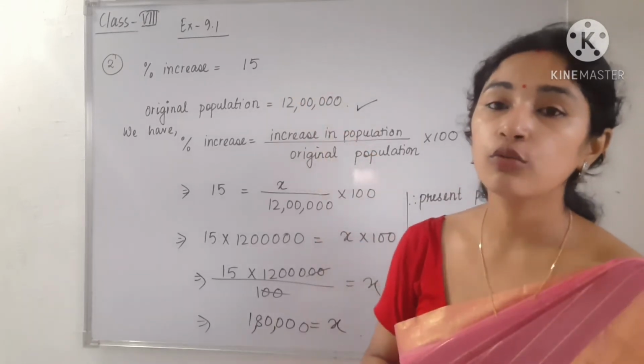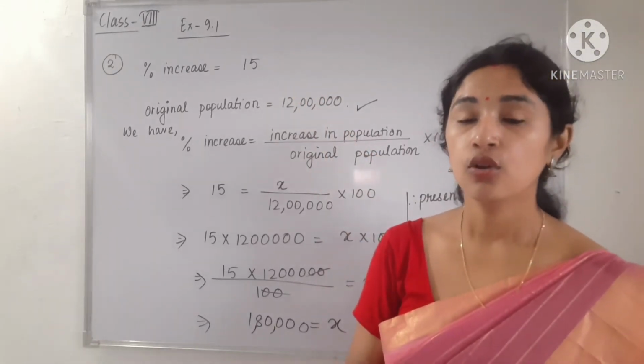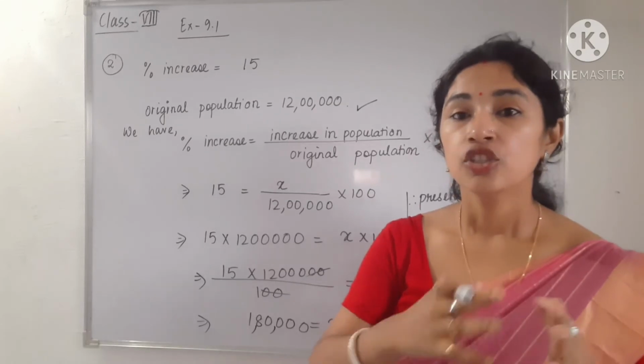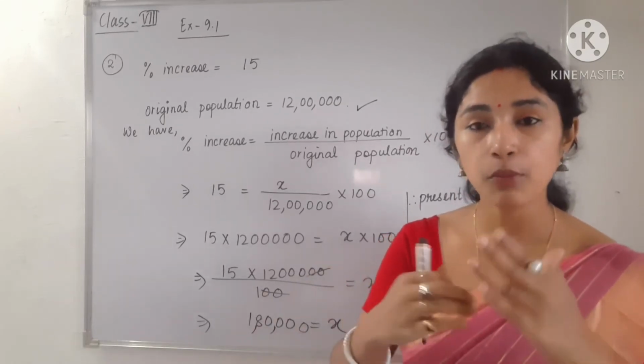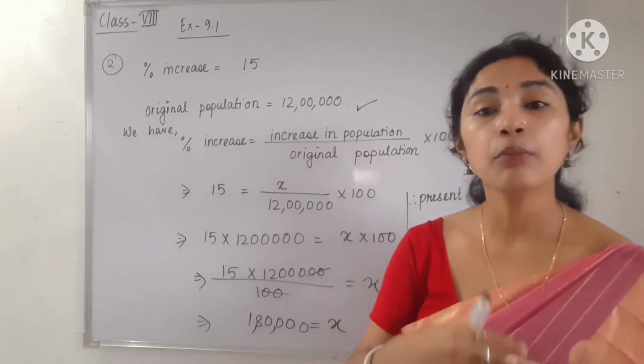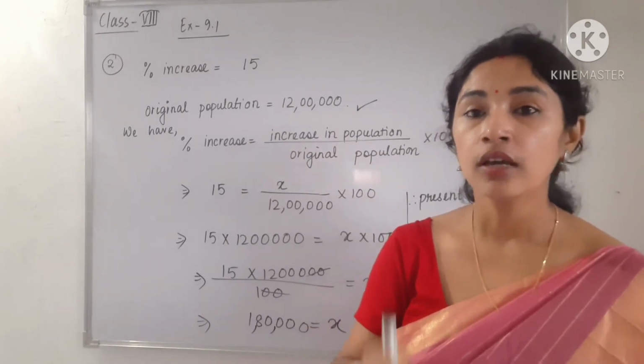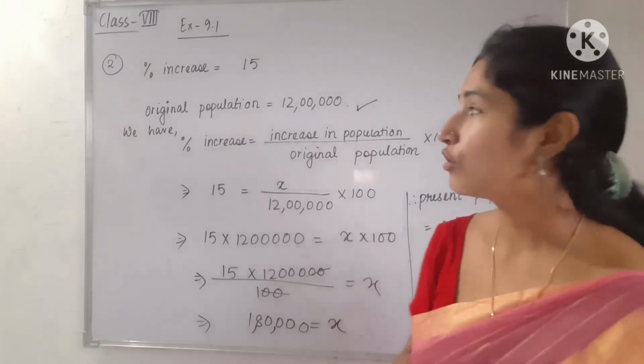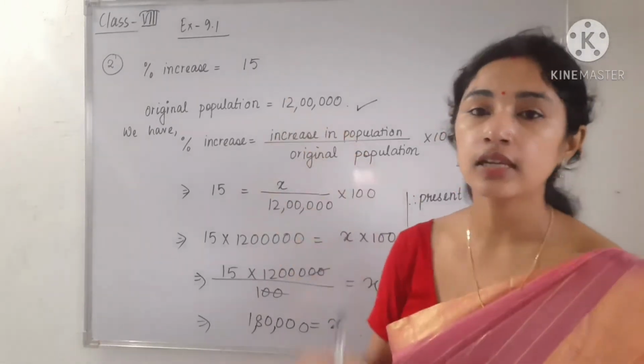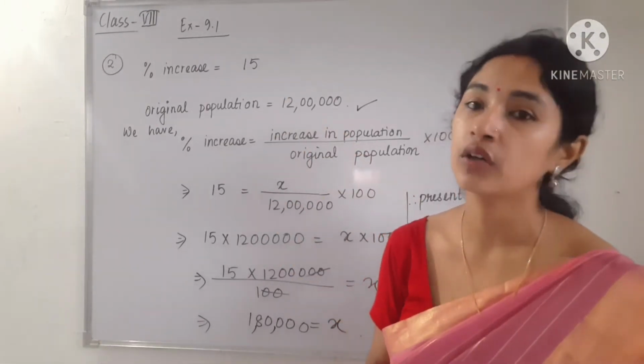But now we have to find the present population. So if we find the change in the population, that means the population is increased, and by how much? If we find that amount, then by adding that amount to the original population, we can easily find the present population of the country.